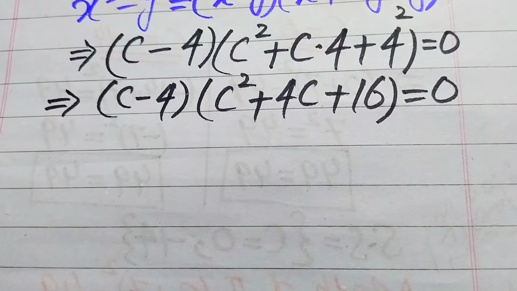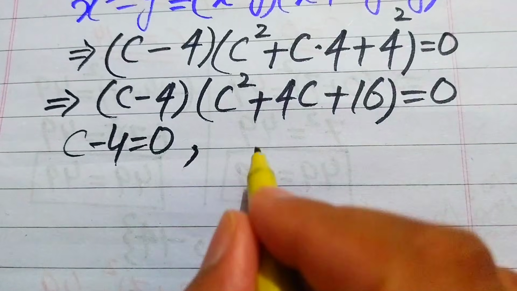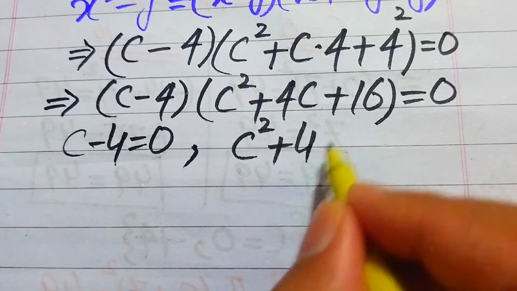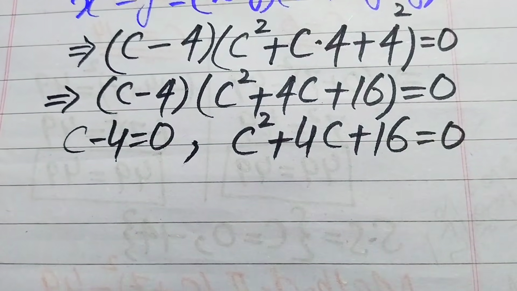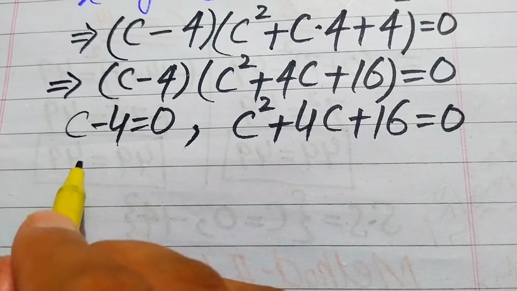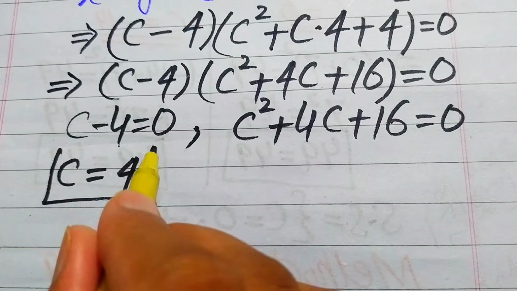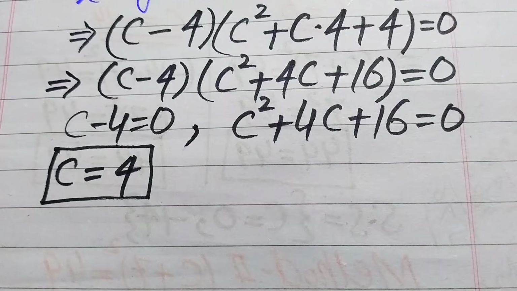And now we divide this equation into two cases. The first case is we write c minus 4 equals to 0, and the second case is we write c squared plus 4c plus 16 equals to 0. From here we get the value of c is equal to plus 4. This is the first real root of the given equation.